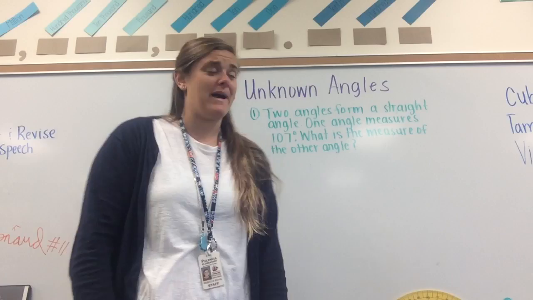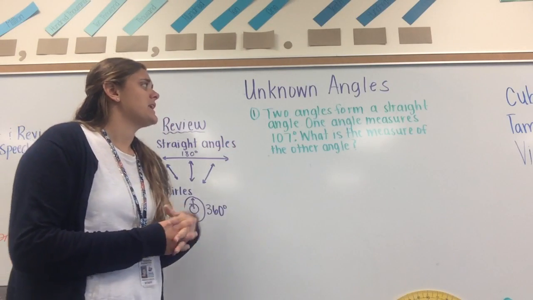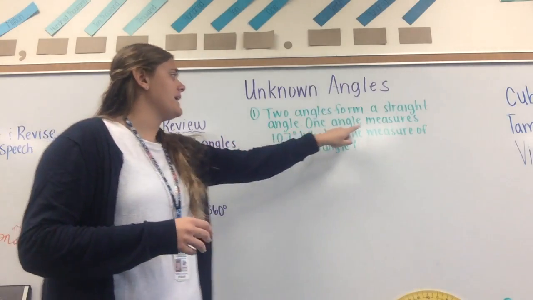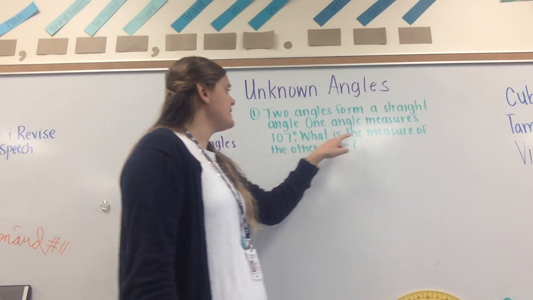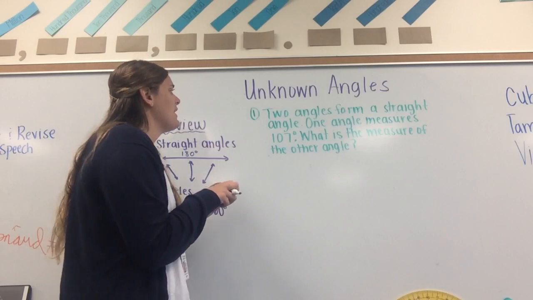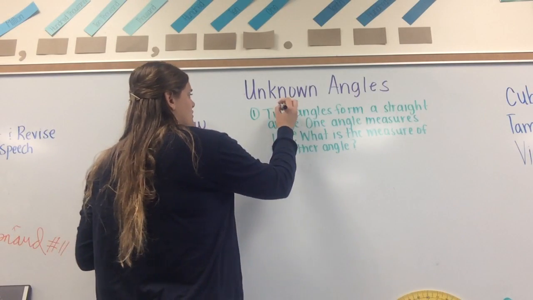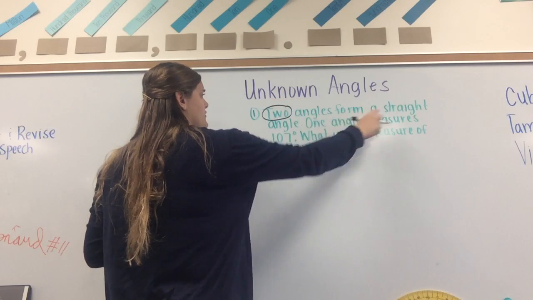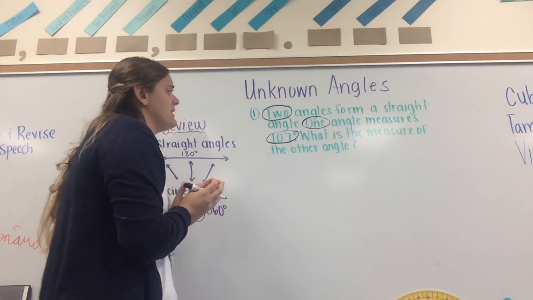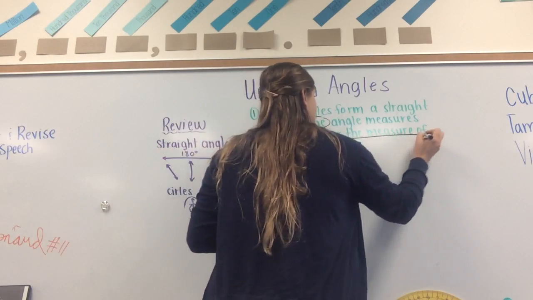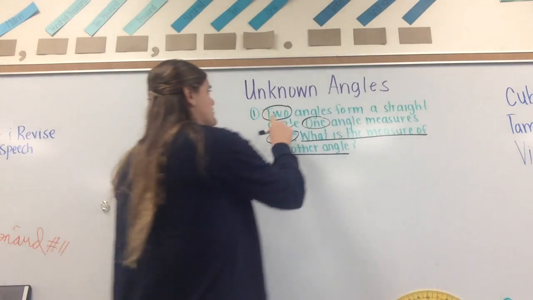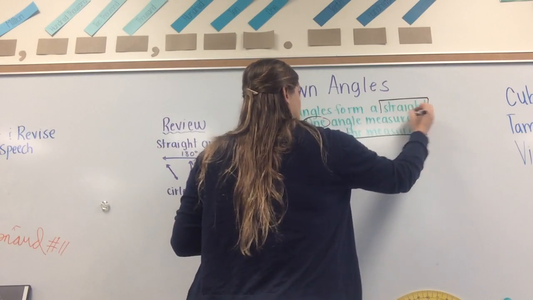So let's look at a problem right away. Okay, here's our first problem. Two angles form a straight line, a straight angle. One angle measures 107 degrees. What is the measure of the other angle? Well, I'm going to use cubes first to help me figure this out. So I'm going to read this carefully again. I'm going to circle numbers. Two angles form a straight angle. One angle measures 107 degrees. Now let's underline the question. What is the measure of the other angle? And then some key words here. Well, two angles form a straight angle.